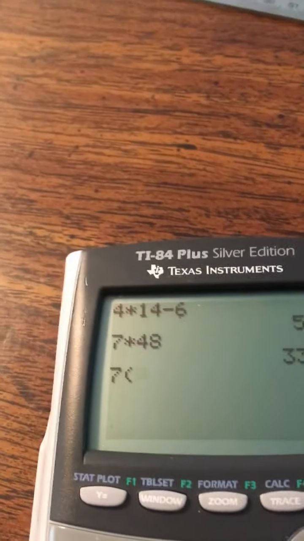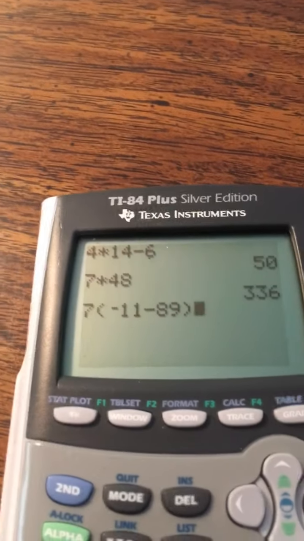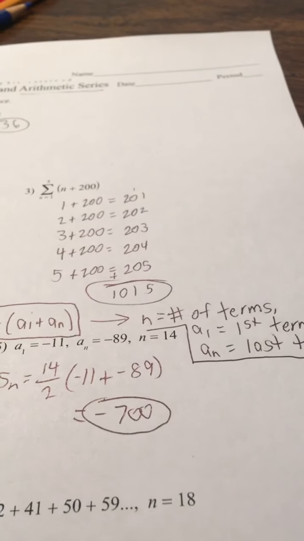So 7 times negative 11 minus 89 would be negative 700. That one was easy. All right, 2 more problems.